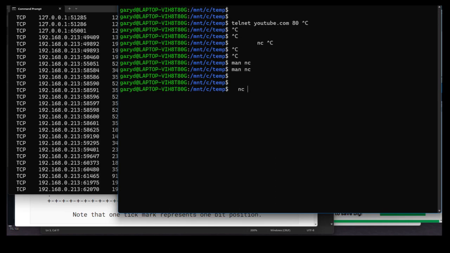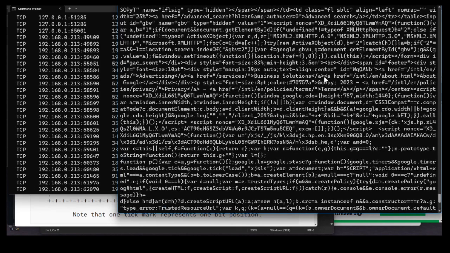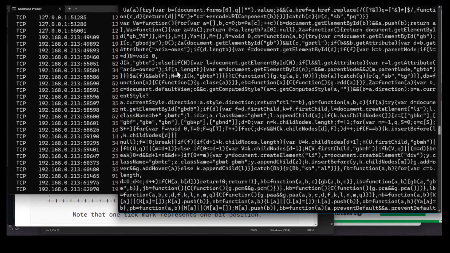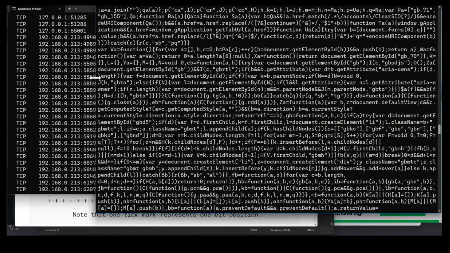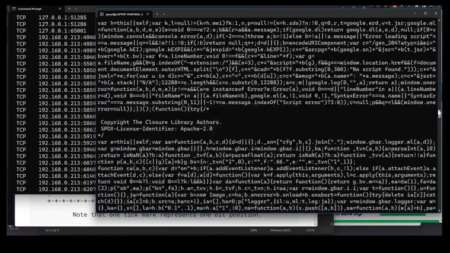So just to establish the baseline, we can use it to do the same thing that Telnet was doing to connect to TCP port 80, right? And do that thing, right? So I just retrieved the front page of YouTube.com using Netcat, a very inefficient manner of doing so, and obviously clearly not what Tim Berners-Lee had in mind.